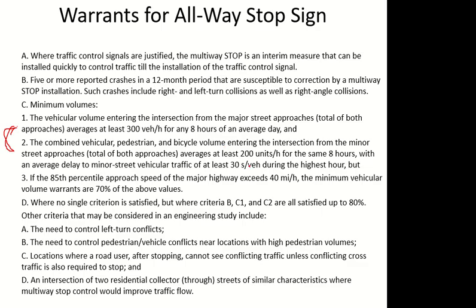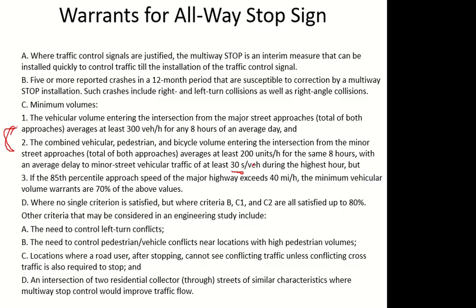Another thing was the minimum delay for the minor street is 30 seconds in the peak hour. So these two conditions have volume and they have delay as well. Major road volume does not go below 300 vehicles per hour. Minor road, all volume including pedestrians and bicycles, does not go below 200 for 8 hours. And in the peak hour, the delay does not go below 30 seconds per vehicle. So if you meet these conditions fully, you will go for an all-way stop sign.